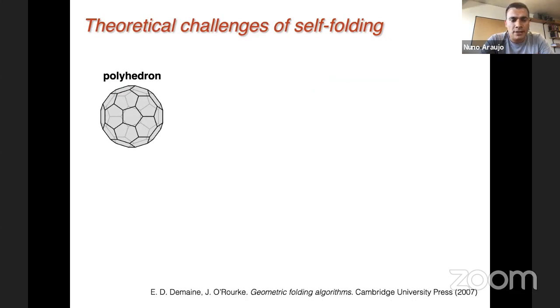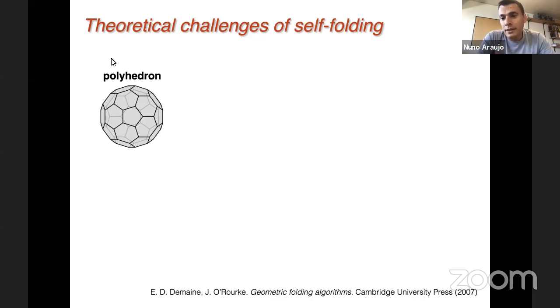and there you will see that there are many, many theoretical challenges. In particular, let's start with the simplest question. So take, for example, a polyhedron structure like the soccer ball that I showed you in the beginning. And now what we would like to know is what are the templates, that we will call the nets, that can fold into this polyhedron structure.